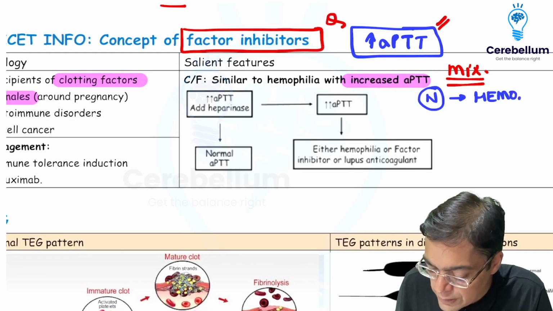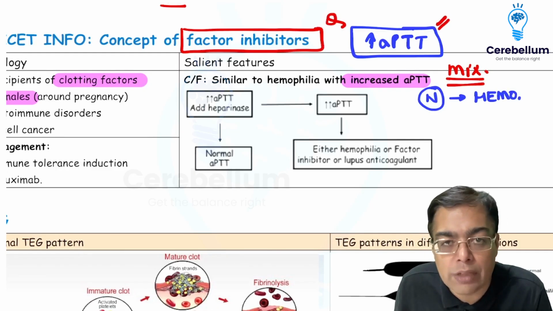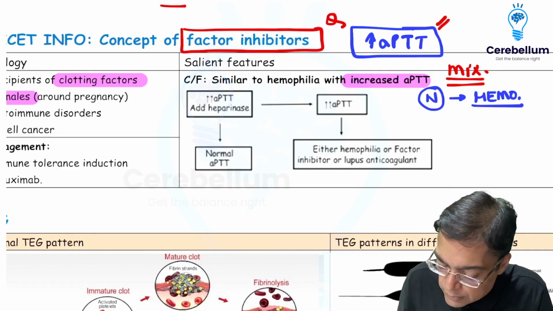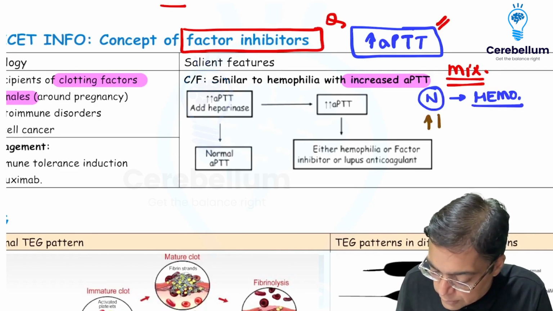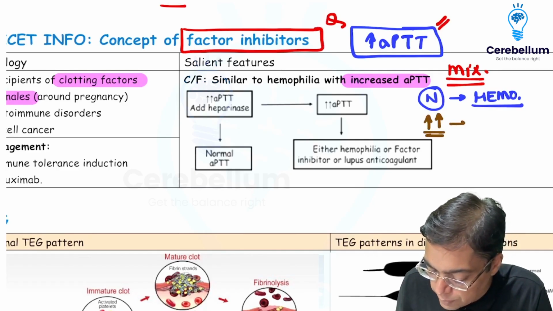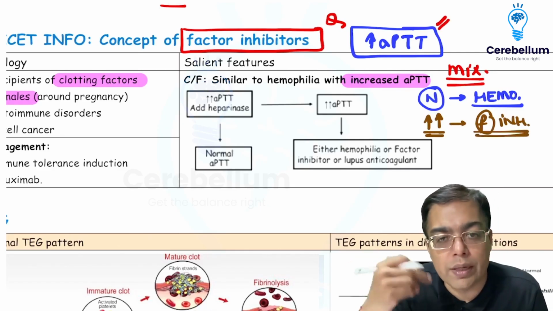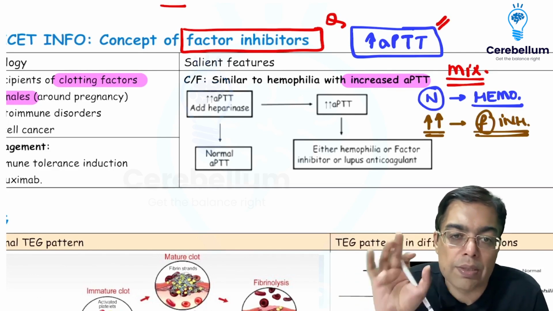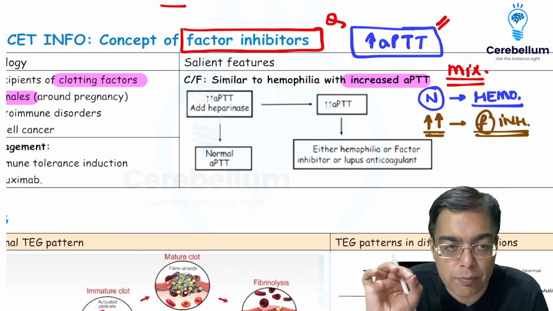So factor deficiencies, mark my words, clotting factor deficiencies are corrected with mixing studies. But if they remain uncorrected, if it is still increased, then that means it is caused because of factor inhibitors. So factor deficiencies are going to get corrected by mixing study. Factor inhibitors, if they are present, are not corrected by the mixing study. That's an important thing for us to be aware of.